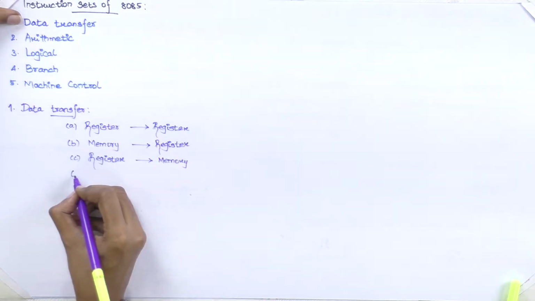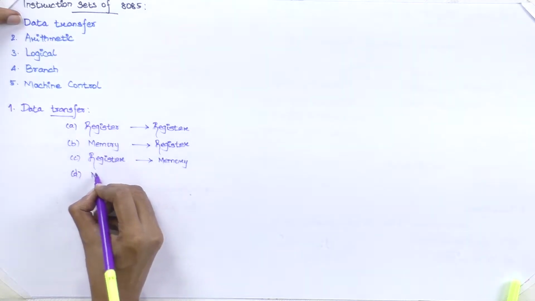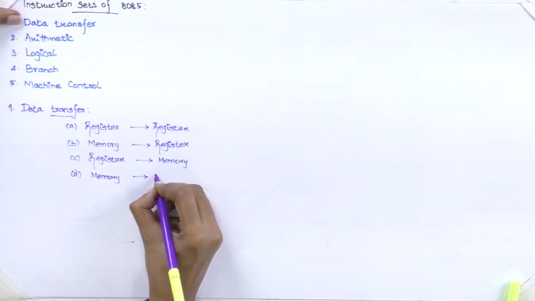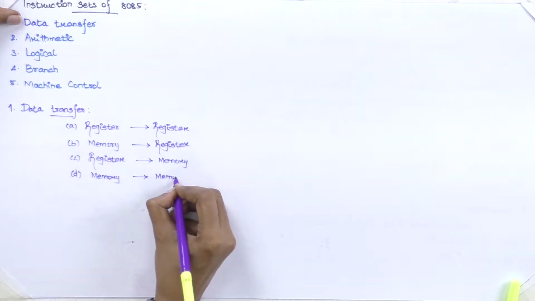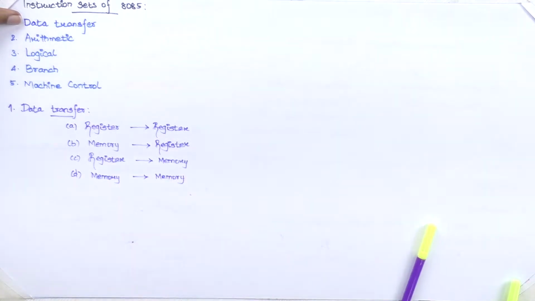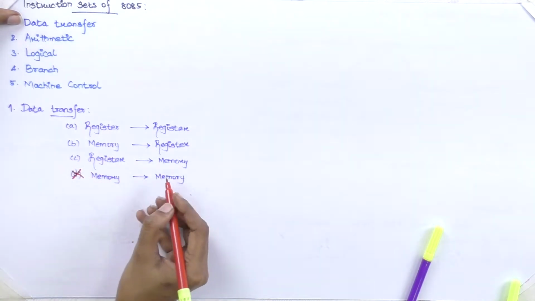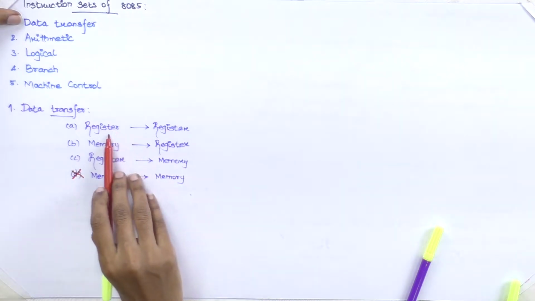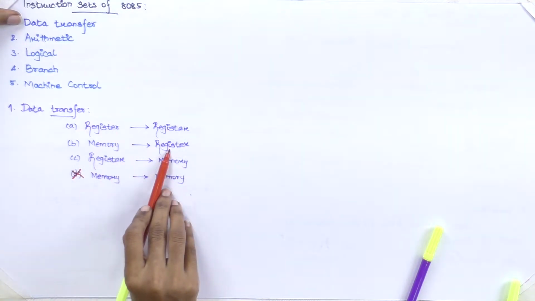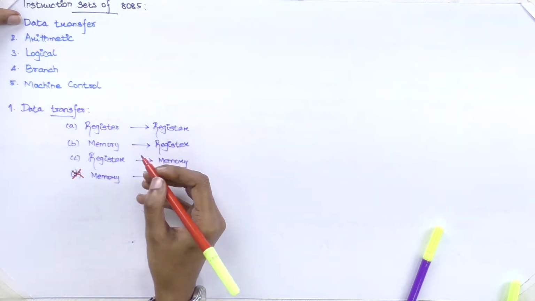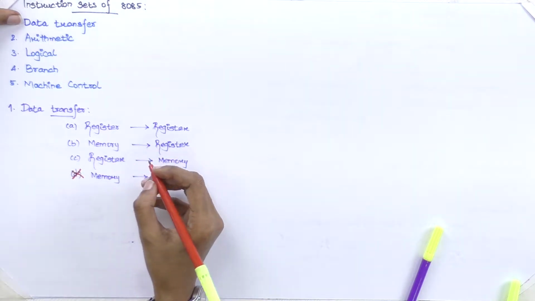But the only not possible combination is memory to memory. You can't perform memory to memory data transfer. It is possible only to transfer memory to register, register to memory. So we will see one by one the data transfer instructions.